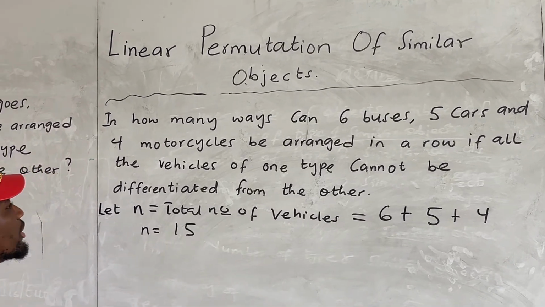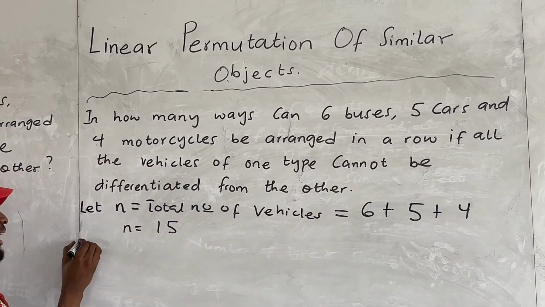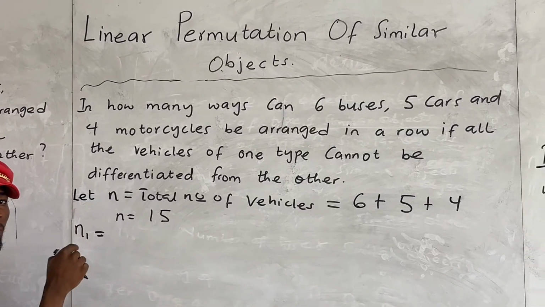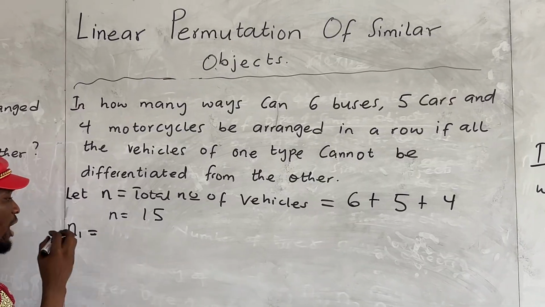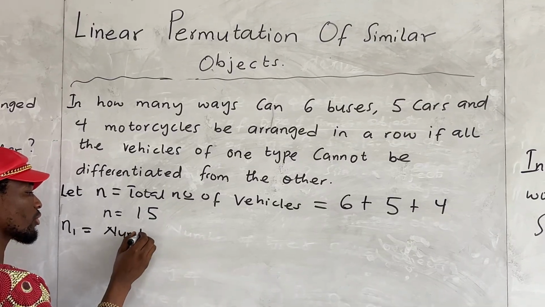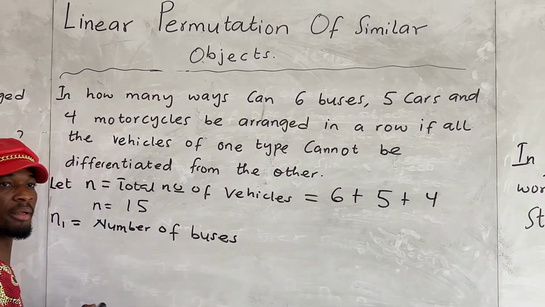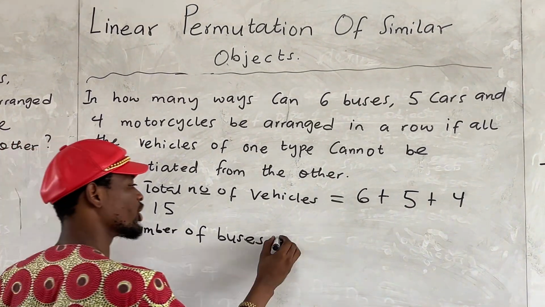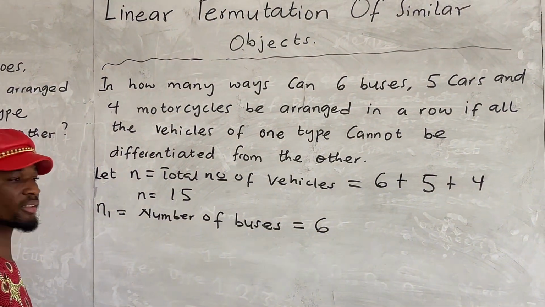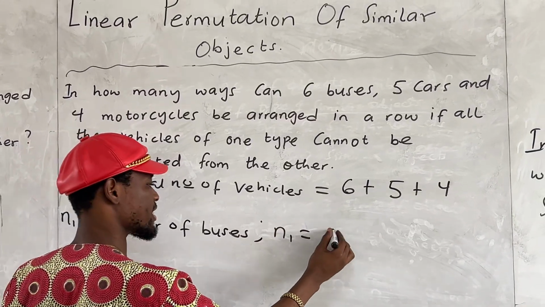Good. Now, let's consider the buses. Let N1 represent the number of buses, which is equal to 6. In other words, N1 is equal to 6.